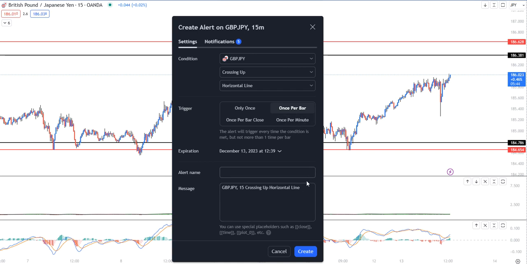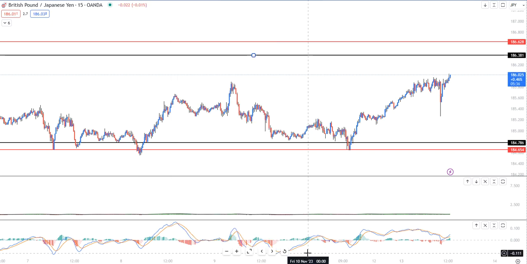So you want to select once per bar. And then we're going to put POT for potential sale at this point. Now your alert is set. You don't have to do anything else but wait for your alert to alert you. And when you come back, that's when you make sure that all of the additional confirmations that you're going to be using, everything is saying the same thing at the same time. It's really just that simple.